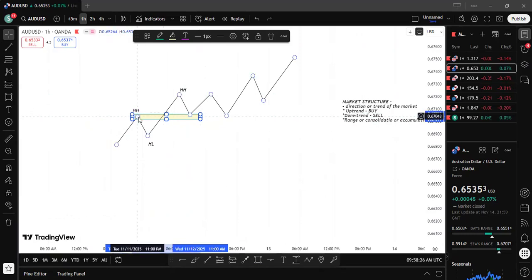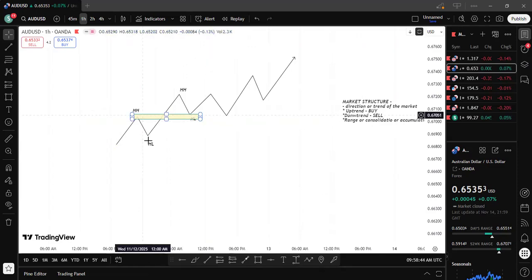Then when the resistance zone, the higher high, is broken, and then it's retested again, that previous higher high now becomes a higher low. So this point now becomes a new higher low. So in an uptrend, you will see a series of higher high, higher low, higher high, higher low, equal highs, equal lows.